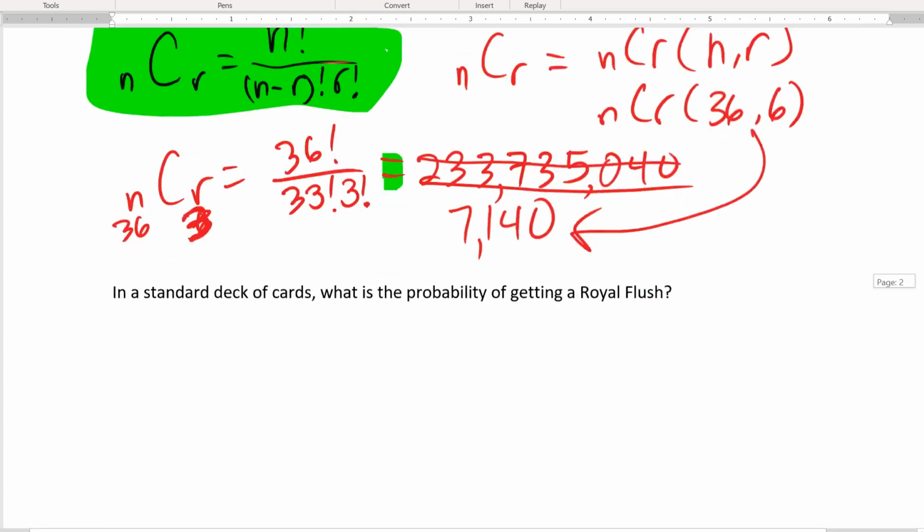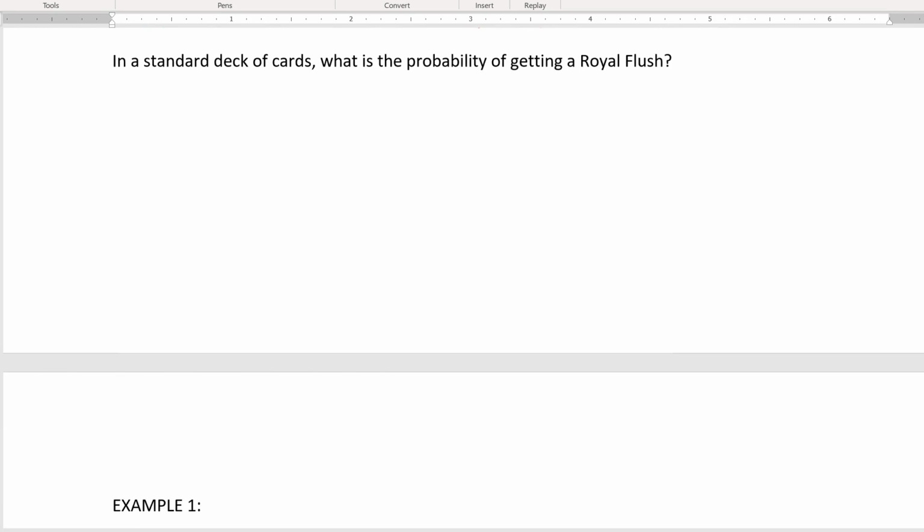We'll make it through. Now, standard deck of cards. What's the probability of getting a royal flush? Well, what is a royal flush? That's where you have a 10, jack, queen, king, ace that are suited. Okay? Well, how many suits are there? Well, there are 4 suits. So this can occur 4 different ways.